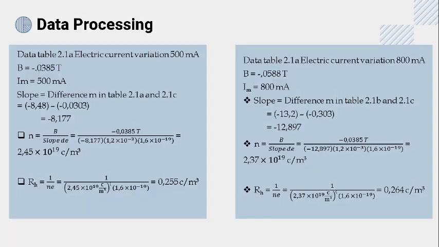Okay, for data processing, the first one is electric current variation. Variation about the 500 mA, 800 mA, and 0 mA with the variation of the data magnetic field. Now we can calculate the slope, or the slope in the data graphic in the processing. We got it from the experiment, and n is the carrier density, and the last one, RH, is the Hall constant, and we got the processed data of this electric current variation.